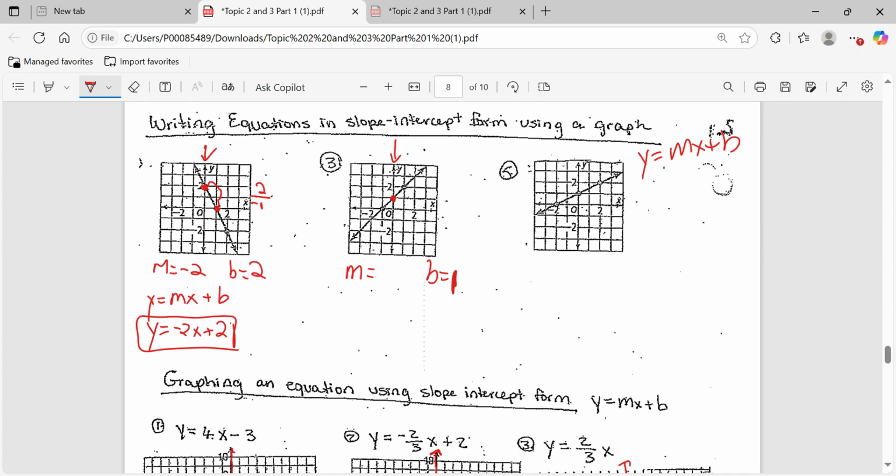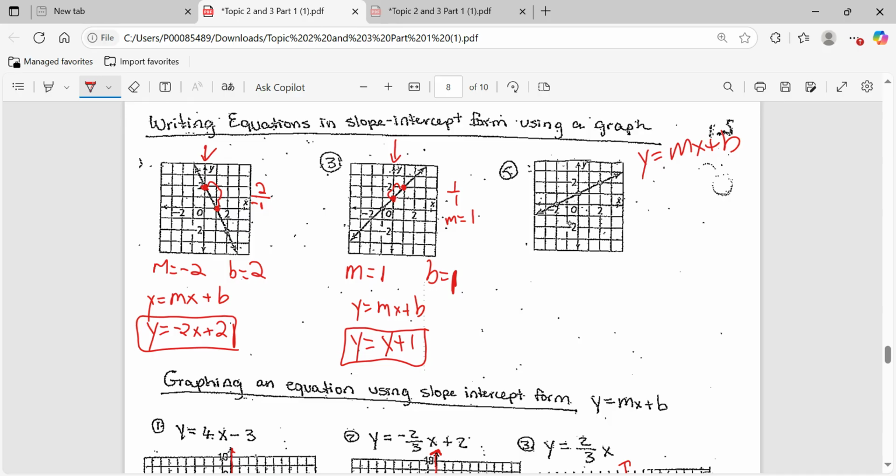My slope is how I get from one point to the next. So I'm going to go up 1 and right 1. So my slope is 1. So y is equal to mx plus b. Y is equal to 1x. We don't put the 1 there. Plus 1, which is the y-intercept. So y is equal to x plus 1. Go ahead and pause and try number 5. Let's see what you come up with.